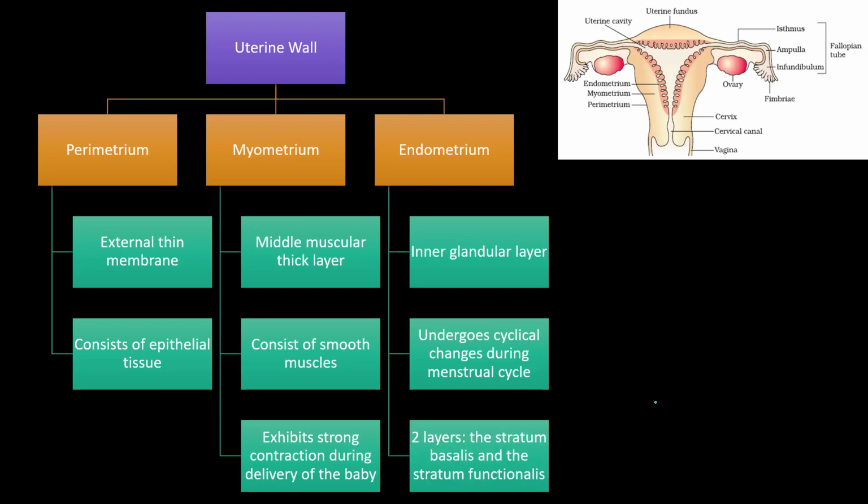There are two layers, that is the stratum basalis and the stratum functionalis. Now remember, the stratum basalis is like the base and the stratum functionalis is the outer part. So of these two layers, it is the stratum functionalis that gets shed during the menstruation, whereas the stratum basalis remains as it is. They do not get shed.